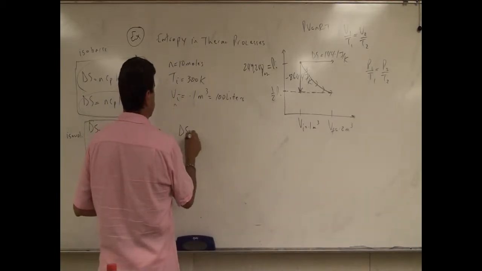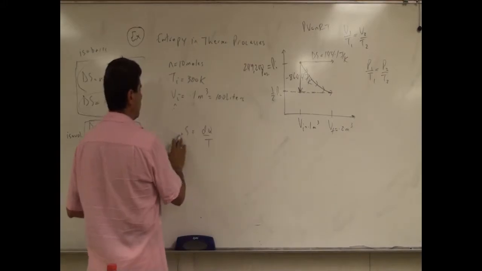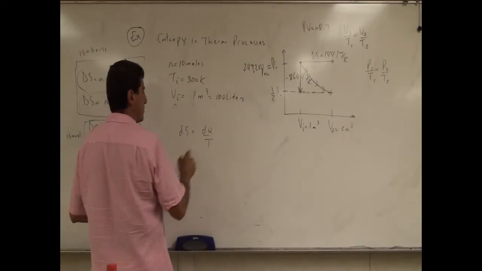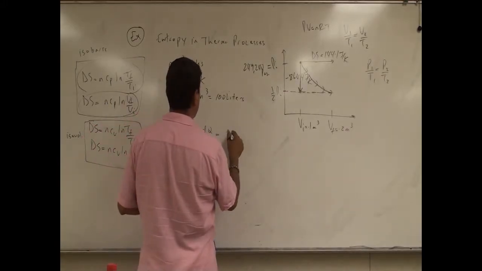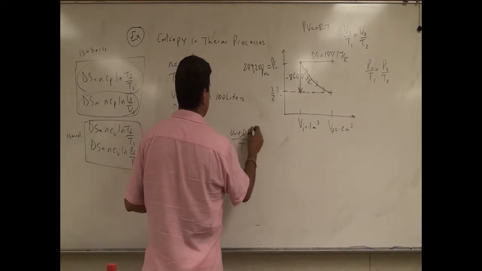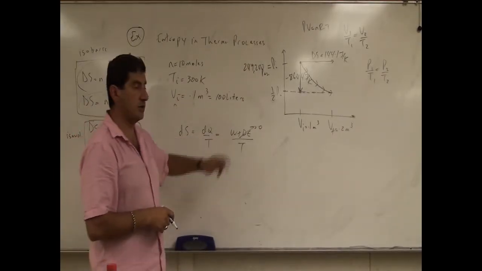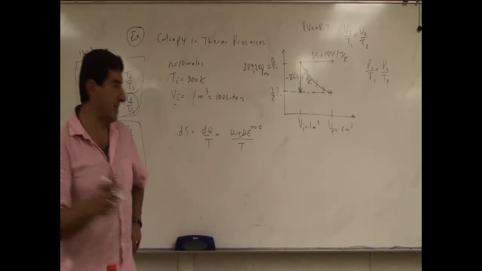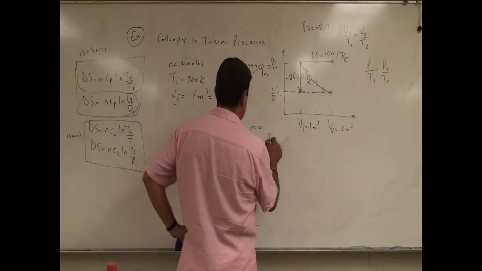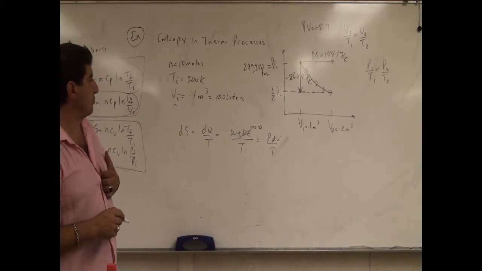So we have delta S is equal to dq over T. This should actually be a differential: dS is dq over T. dq is equal to W plus delta E over T. In isothermal, delta E is 0, right? And the work done is equal to what? P dV, right? P dV over T. So then what is that going to be?